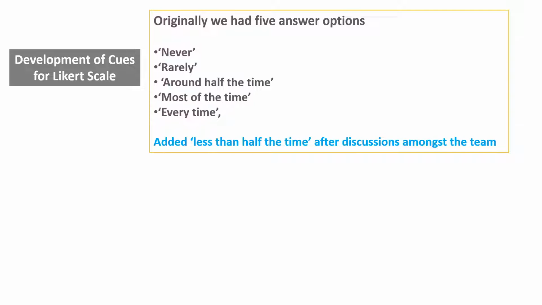Next is the Likert scale. Earlier there were 5 options, for example, in the previous 30 days, how many times did you bring green leafy vegetables to your home, or did you see green leafy vegetables? The options we provided were never, rarely, around half the time, most of the time, and every time. But after the initial 2 rounds of interviews, we thought that a less than half the time option should also be included, because 1 or 2 of the respondents had answered that. So we included that in the questionnaire.